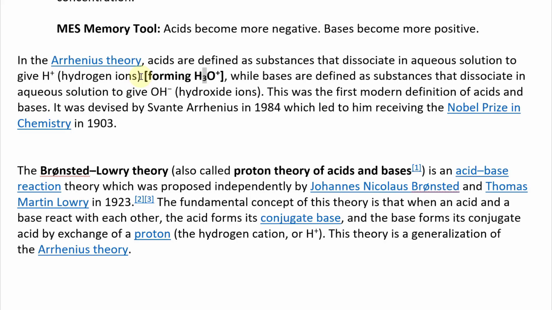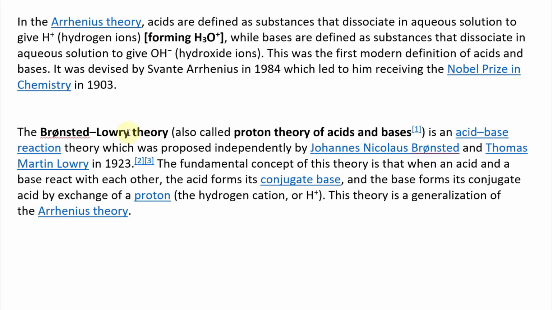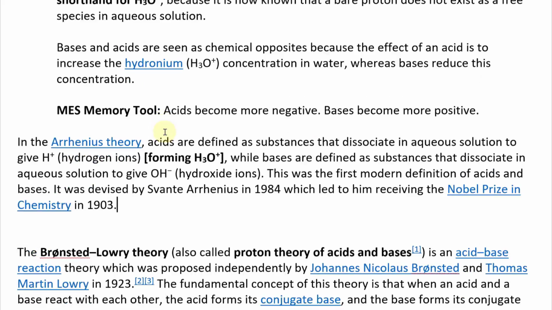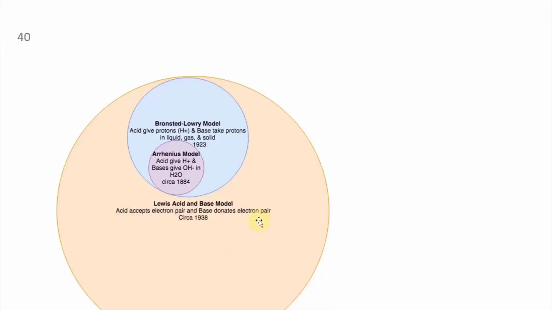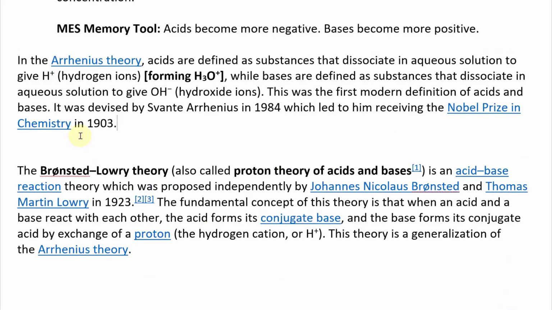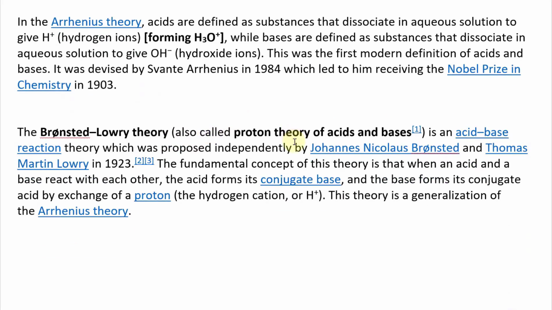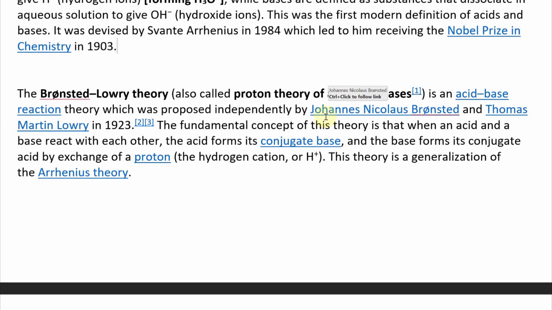And this is bottom. All right, going further. So the Bronsted-Lowry theory, also called, this is going over it again. This was all summarized in here, but I'm just going to read it out further. So the Bronsted-Lowry theory, also called proton theory of acids and bases, is an acid-base reaction theory which was proposed independently by Johannes Nicolaus Bronsted and Thomas Martin Lowry in 1923.